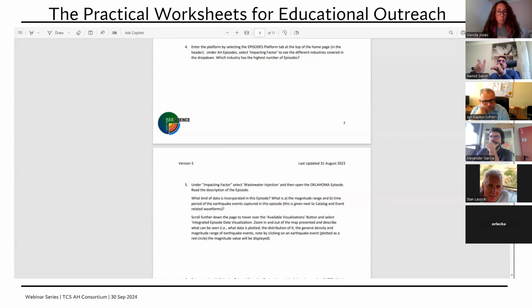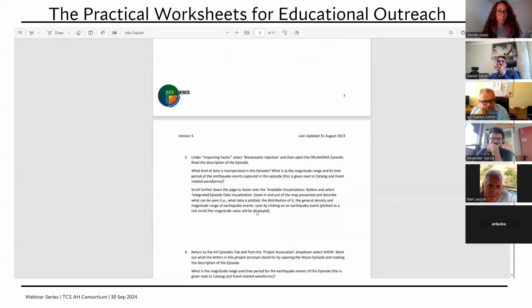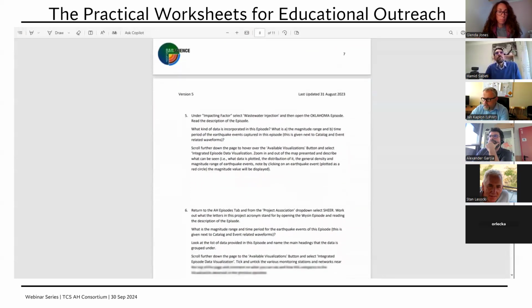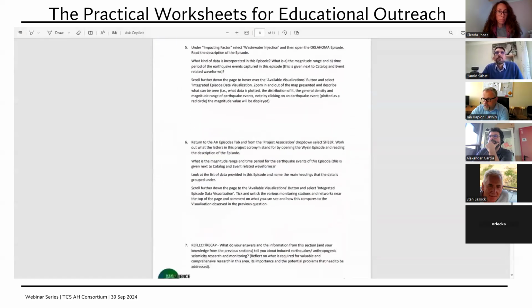They're then asked to let us know about the kind of data incorporated in that episode, magnitude ranges, time periods, and utilize the available visualizations within that episode to describe what can be seen, the density of the earthquake events, for example, and magnitudes. They then do a similar exercise with a different episode, this time focusing on the Wysin episode associated with the SHEAR project.